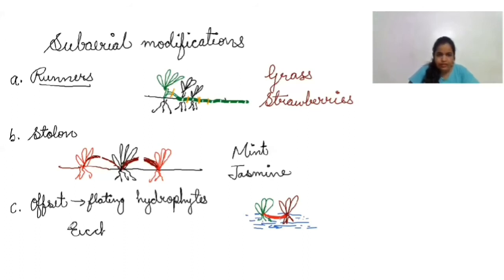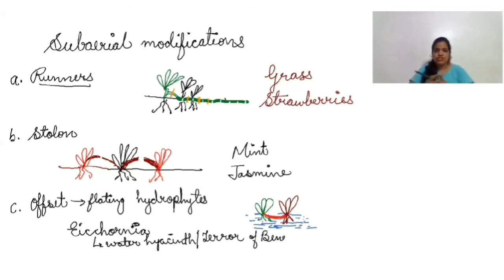Eichhornia has a wonderful story in Indian history, or in our studies. Eichhornia is also known as water hyacinth, its common name, or also known as terror of Bengal. Terror of Bengal. Actually, what is the thing?